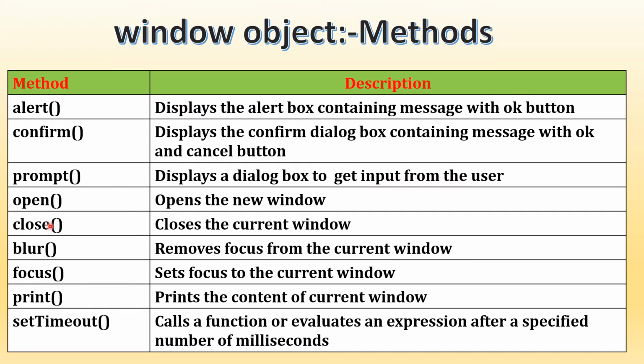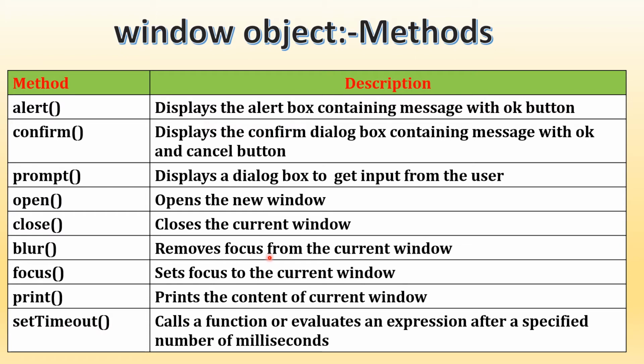Then we have open, close, blur, focus, print, and set timeout. Each one of these we are going to see with an example. Open is to open a new window. Close is to close the current window. So for exams, the questions like closes the current window, or they can ask you about a previous window. So you cannot choose close. It's about the current window. So close method is for current window, open opens a new window or a tab.